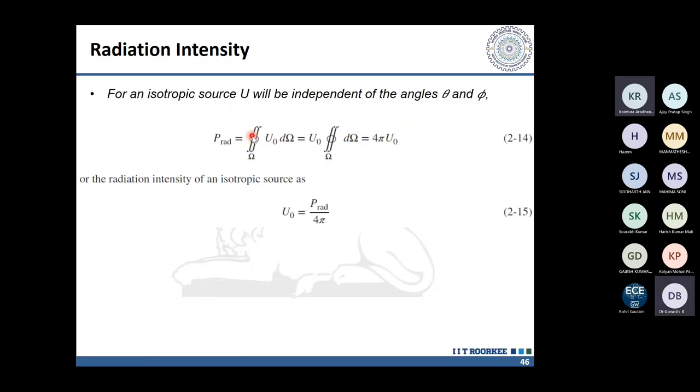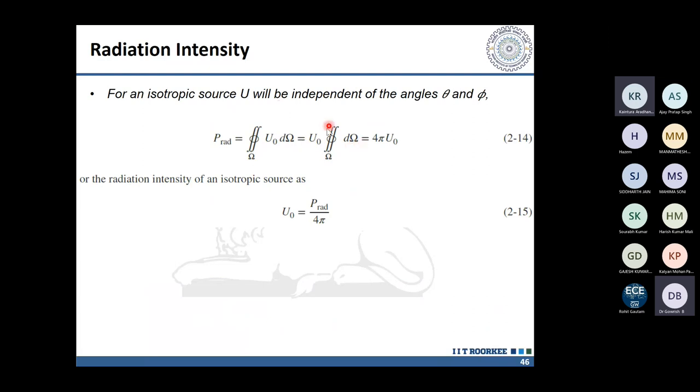So let us take once again an isotropic source. Isotropic source is much simpler. So what happens to an isotropic source? Total power radiated is given by its uniform radiation intensity, because it is isotropic, it is uniformly radiating in all directions. It is not in unit element area, it is in directions. It's uniformly radiating in all directions, integrated over the complete solid angle of the entire sphere. So you can take it outside the integral because it is uniform.